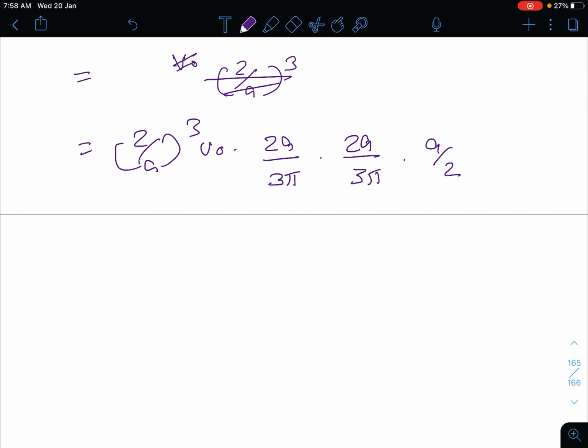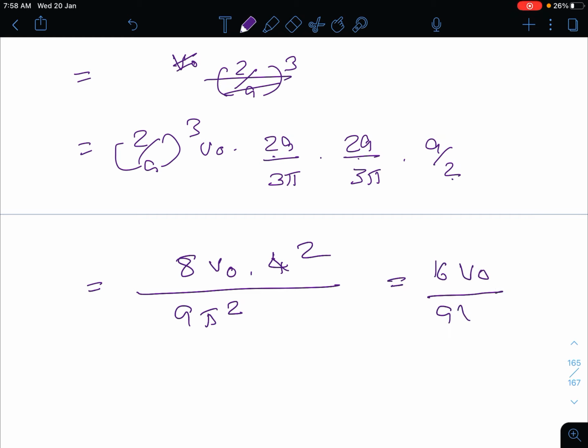So that is what you will be getting: 8 v0 a cube will be getting cancelled. So 8 v0 into what? Again you have 4 divided by 9 into 2. So this is 2 9 pi square. So you will be getting 16 v0 by 9 pi square as the result.